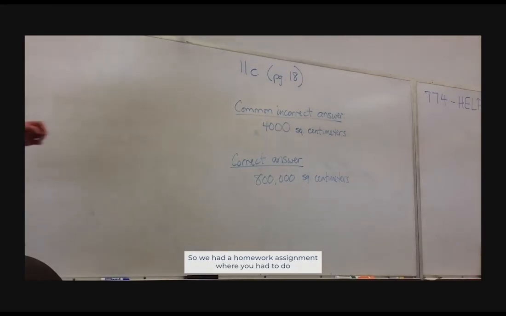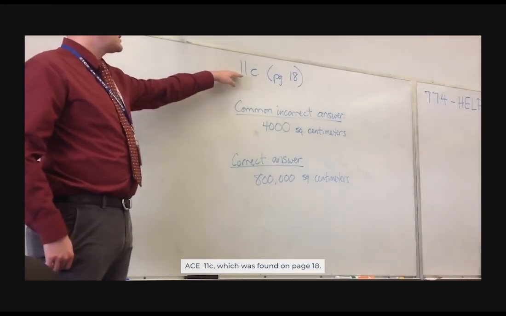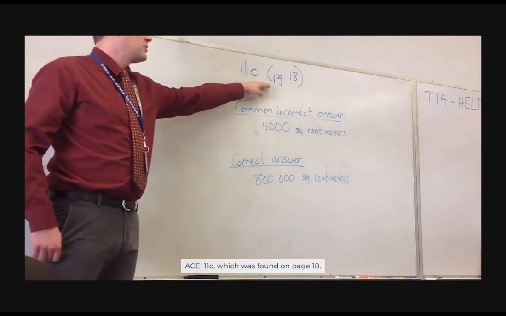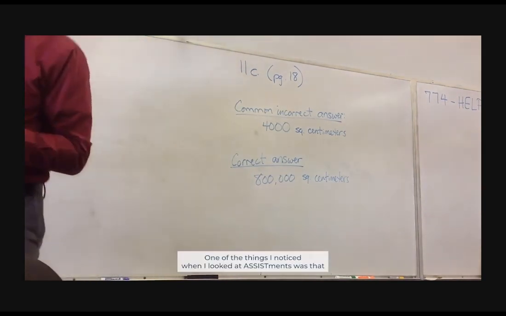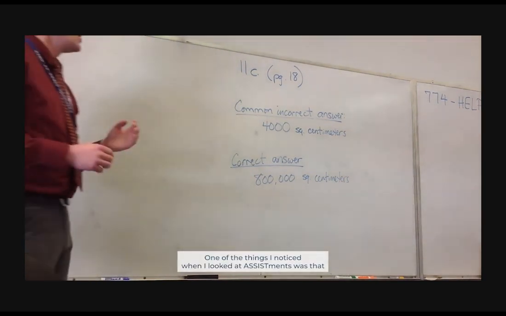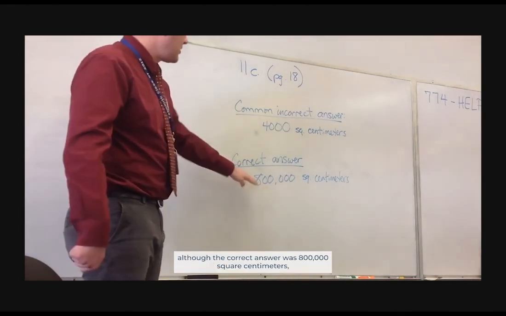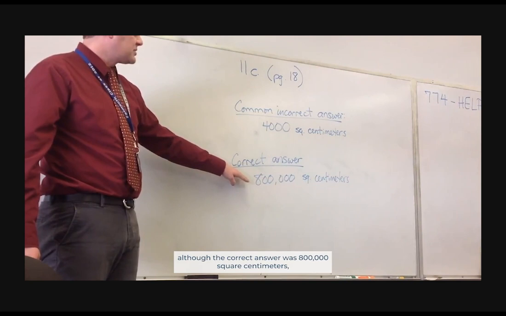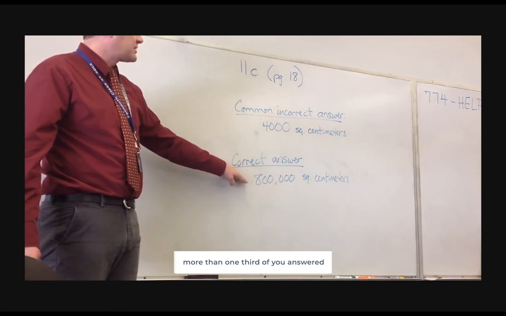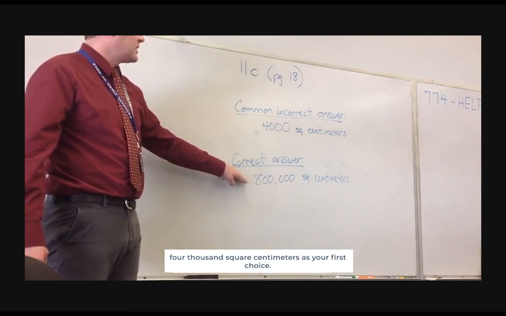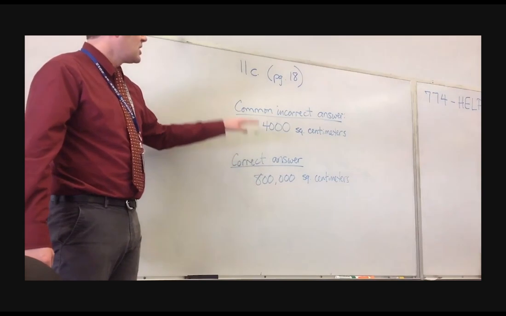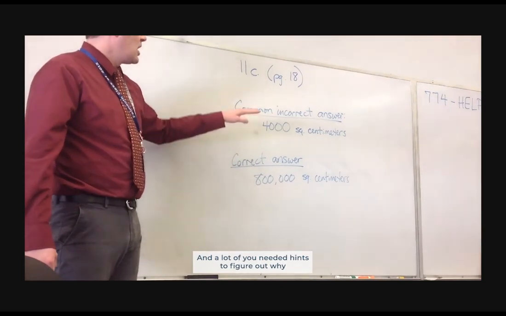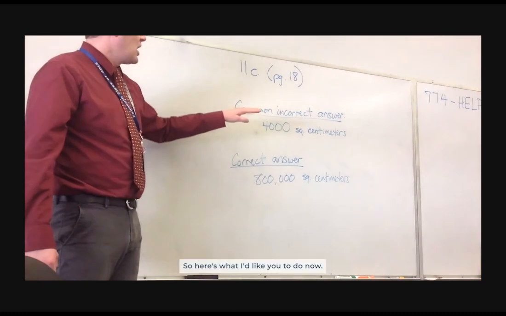So we had a homework assignment where you had to do ACE 11C, which was found on page 18. One of the things I noticed when I looked at ASSISTments was that although the correct answer was 800,000 square centimeters, more than 1/3 of you answered 4,000 square centimeters as your first choice. And a lot of you needed hints to figure out why 800,000 square centimeters was the correct answer. So here's what I'd like you to do now.